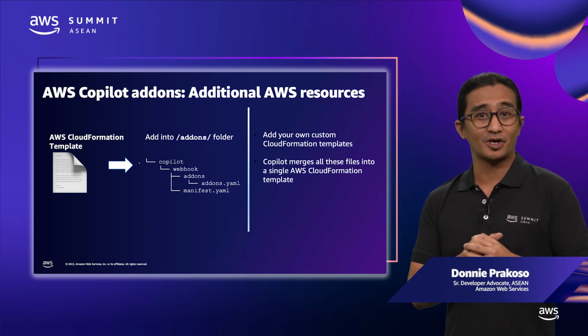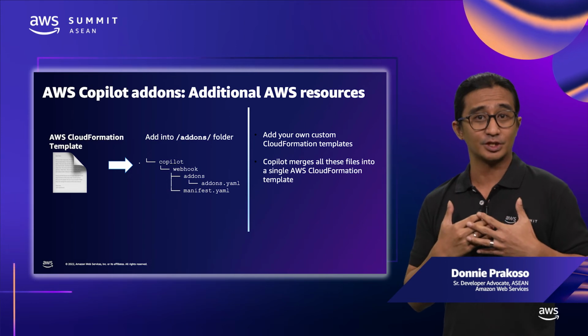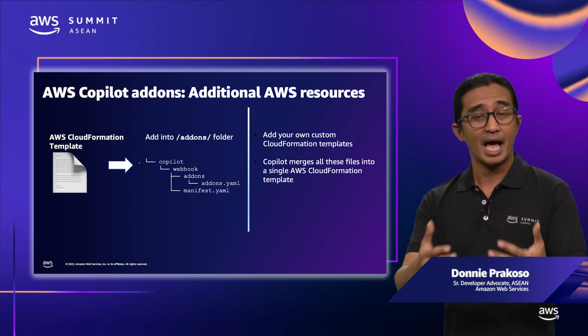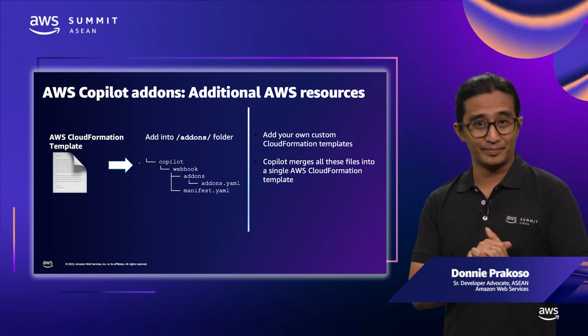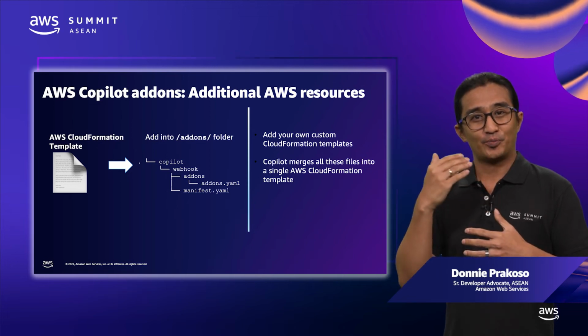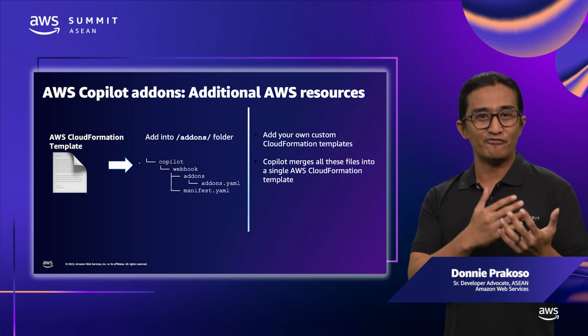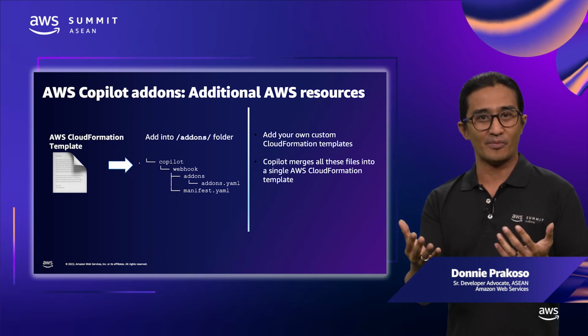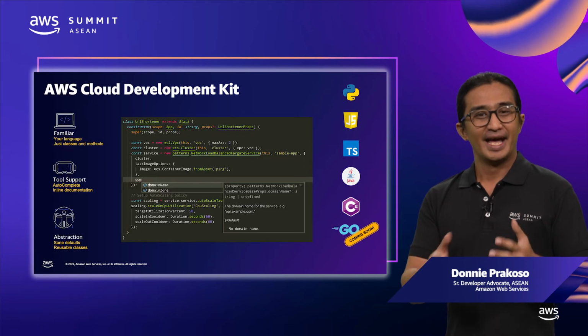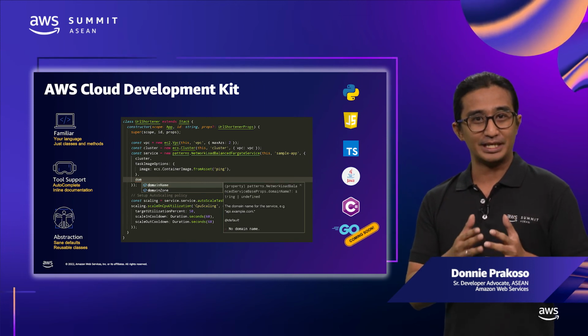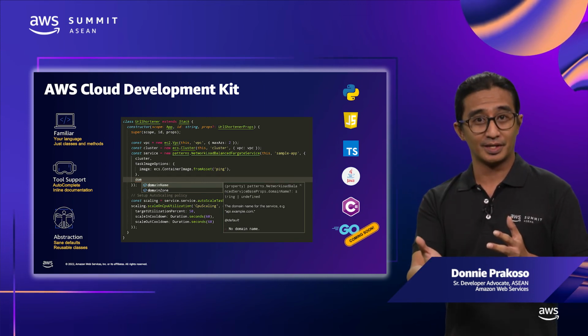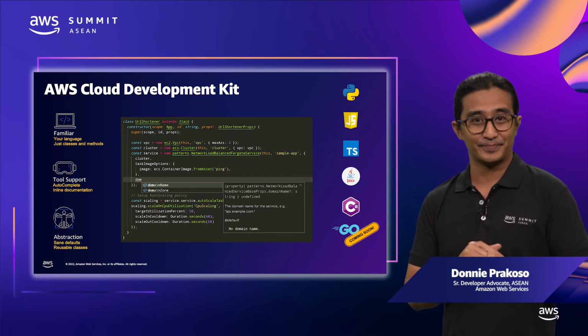Copilot has a feature called add-ons that allows us to add additional AWS resources by leveraging CloudFormation templates. Now, you probably have a question. How can I get started easily defining the resources with an AWS CloudFormation template? And this is a good transition for me to share with you another tool, and that is AWS CDK.